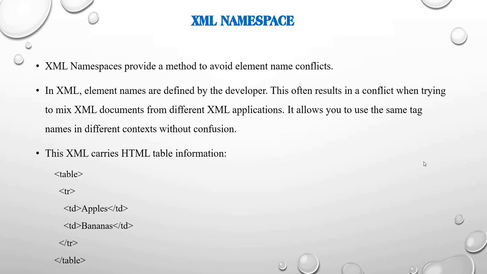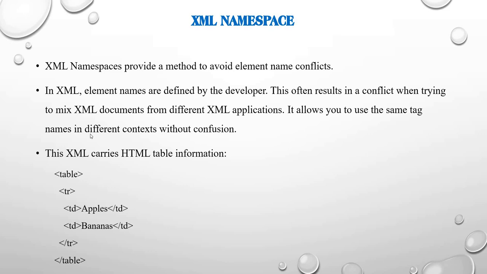XML namespace. XML namespaces provide a method to avoid element name conflicts. If we add two tags of the same name, it will be a problem in XML. So to avoid those conflicts, we can use XML namespaces. In XML, element names are defined by the developer. This often results in a conflict when trying to mix XML documents from different XML applications. It allows you to use the same tag names in different contexts without confusion.